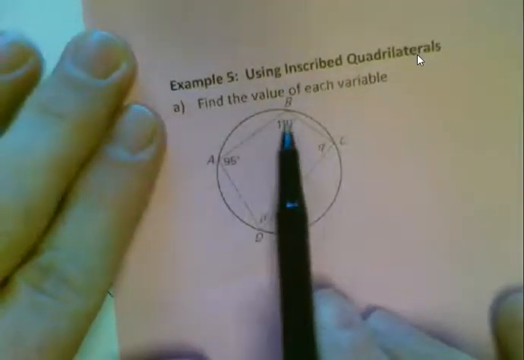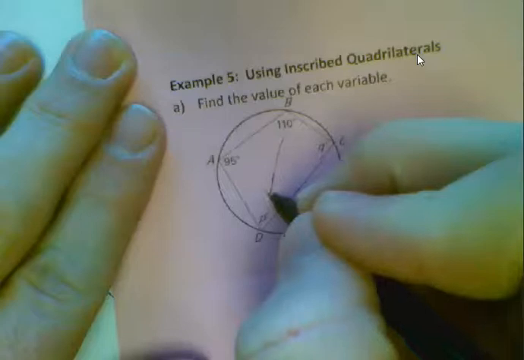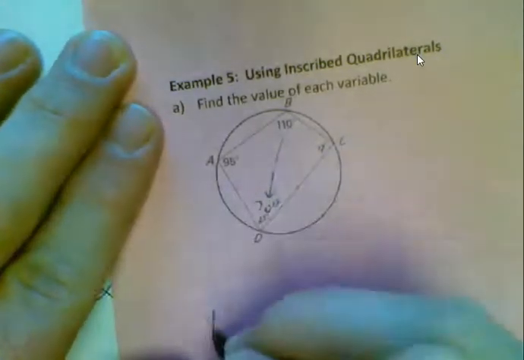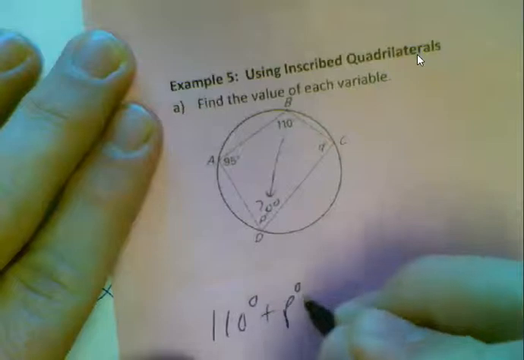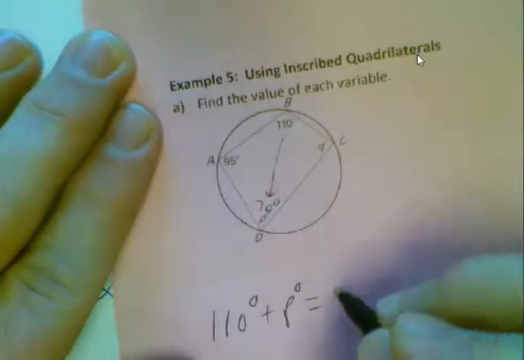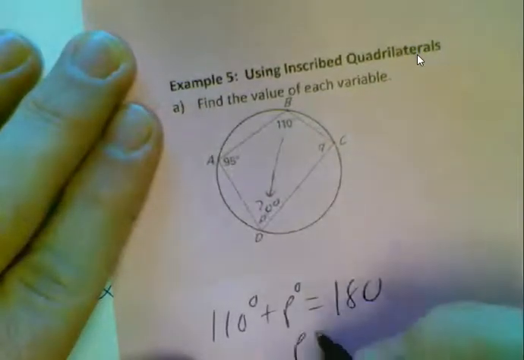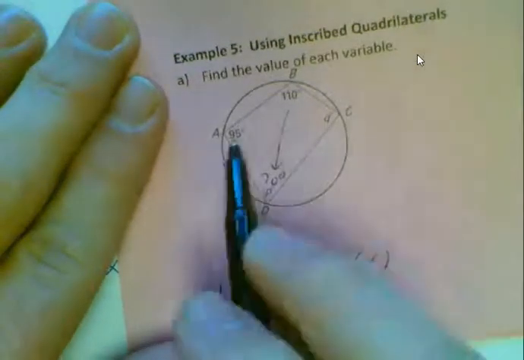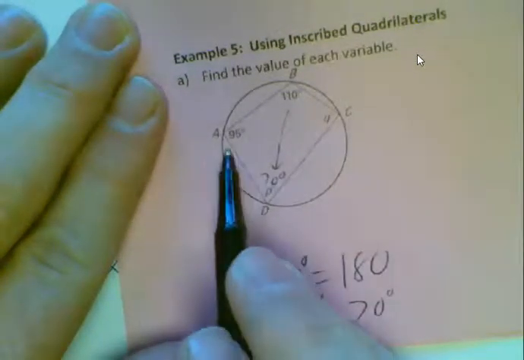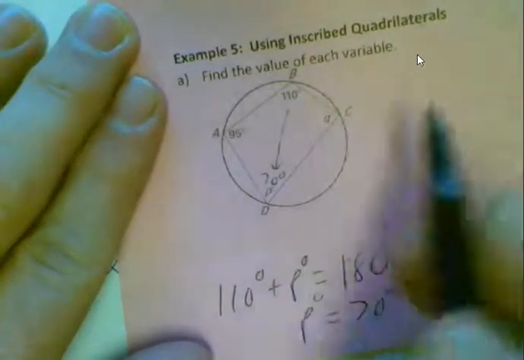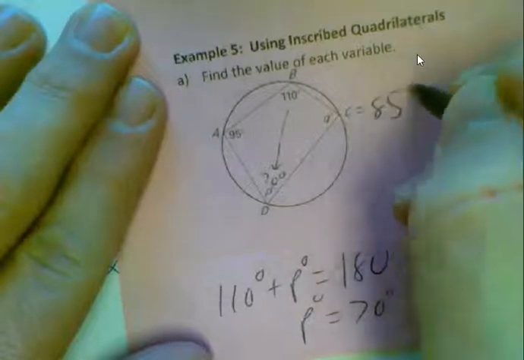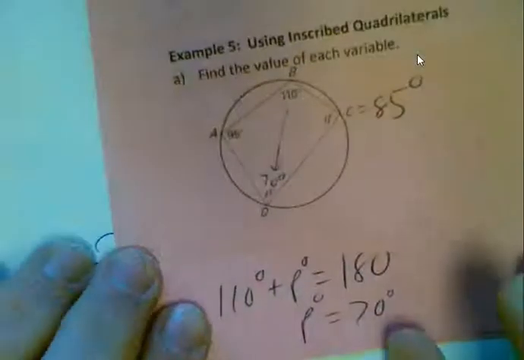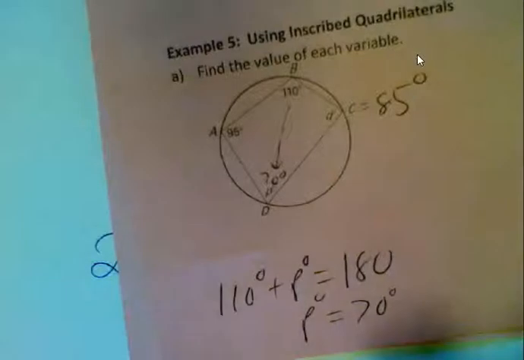If that's 110, and you go across, then this has to be 70, because 110 plus angle P must equal 180. So P has to equal 70. Do it the other way. If this one is 95, there's only so much left over for this one. This one's got to be 85 degrees, because 85 plus 95 is 180. And that's all you have to do.